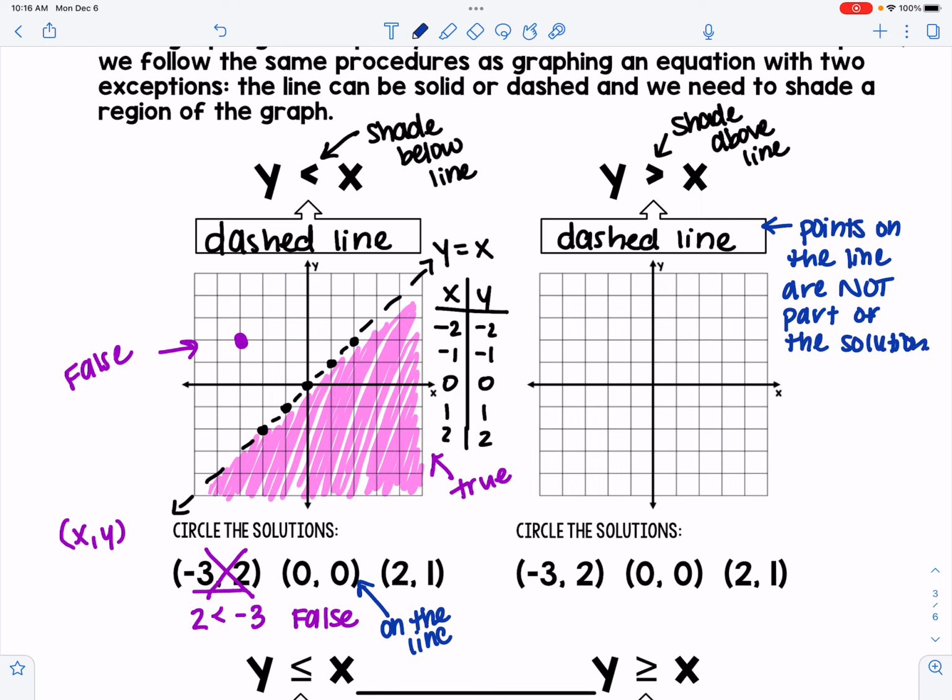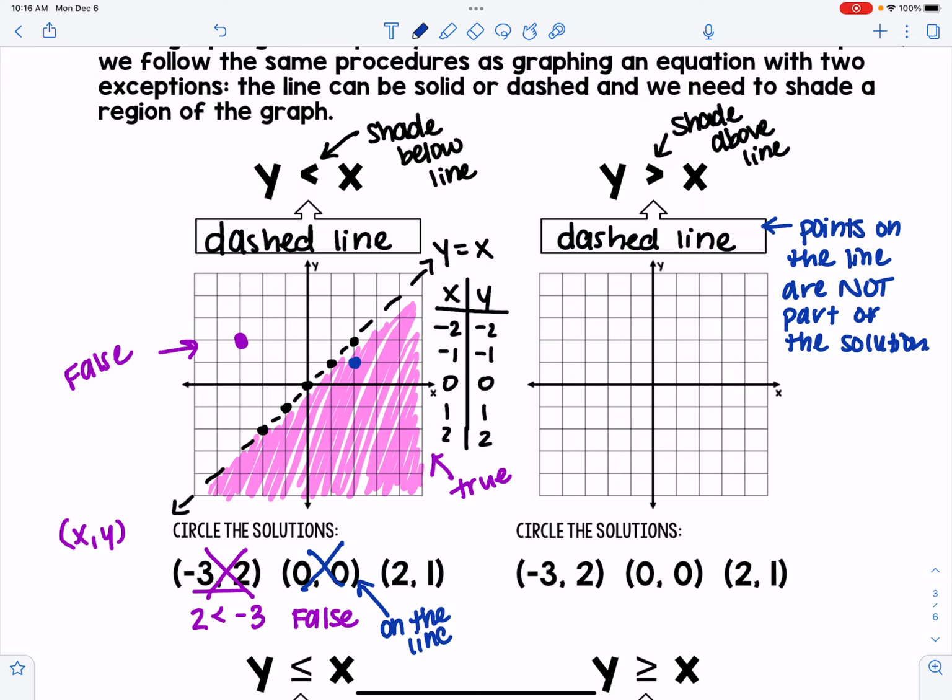All right, since that's not part of the solution, it's not a solution here, of course. So I'm going to cross that out. And the final point that I have is (2, 1). So I'm going to plot that point, and I can easily see that it has landed in my shaded area. Since it's in my shaded area, it should be a part of my solution.